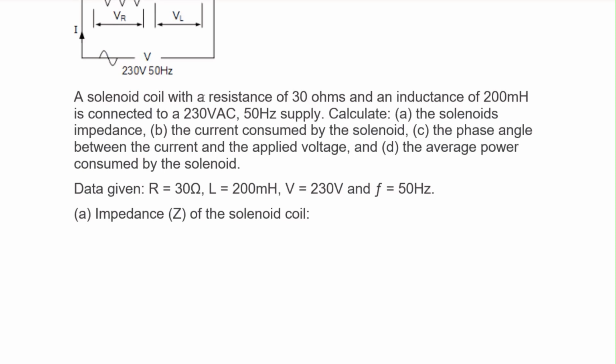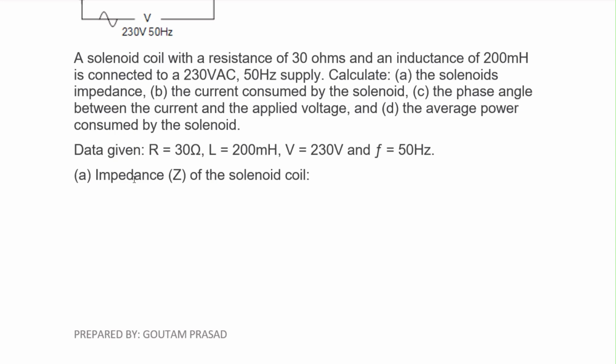A solenoid coil with a resistance of 30 ohm and an inductance of 200 millihenry is connected to a 230 volt AC and 50 hertz supply. Now calculate A, the solenoid impedance, B, the current consumed by the solenoid, C, the phase angle between the current and the voltage applied, and D, the average power consumed by the solenoid.